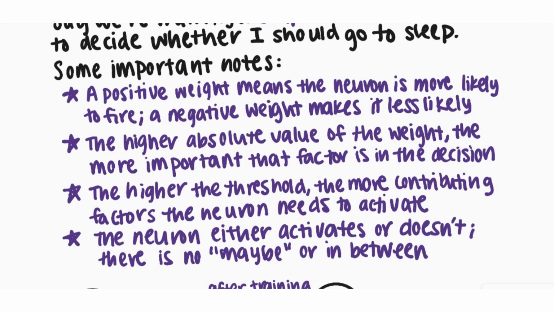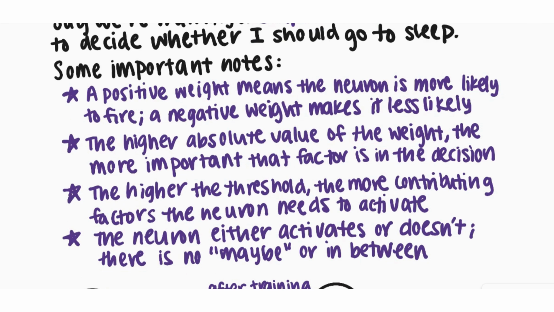So, some important notes. First up, a positive weight means the neuron is more likely to fire because it increases the sum, and a negative weight makes it less likely because it's going to decrease the sum. Also, the higher the absolute value of the weight, the more important that factor is in the decision. So, in case you need a refresher, the absolute value is how far away a number is from 0 on the number line. So it doesn't matter whether it's positive or negative. For example, 3 and -3 both have an absolute value of 3.